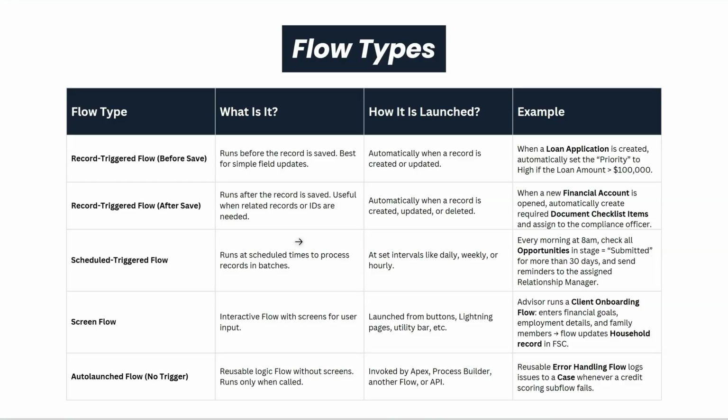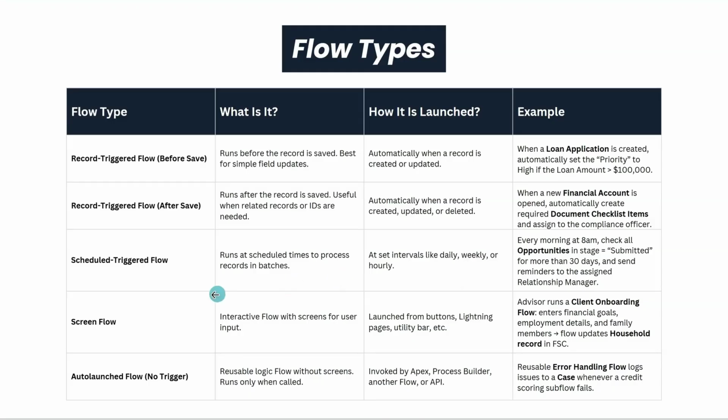These flows are launched based on the scheduled intervals you set, for example, daily, weekly, or hourly. A good example of a schedule-triggered flow is if every morning at 8 a.m. you wanted to check all opportunities in a stage of submitted that have been in that stage for more than 30 days, the flow would then send reminders to the RMs assigned to the opportunities that meet that criteria.